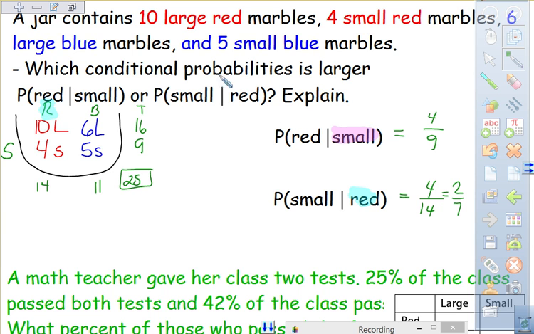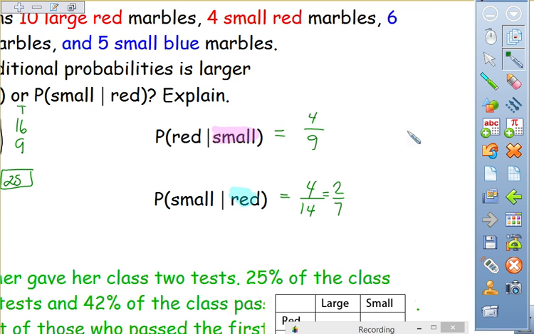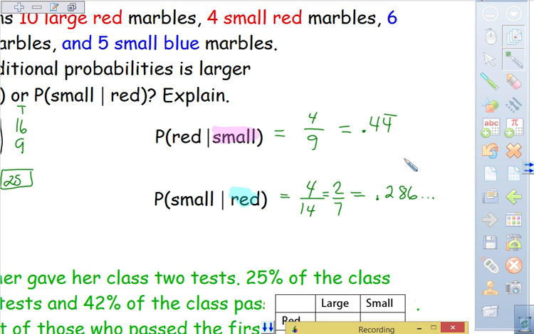So the question is asking which conditional probability is larger? Well, if we don't know looking at the fractions, we should turn these into decimals. Here's what these approximate to. So it is asking which probability is larger. So I would say out of the smalls, the probability of getting a red would be larger.